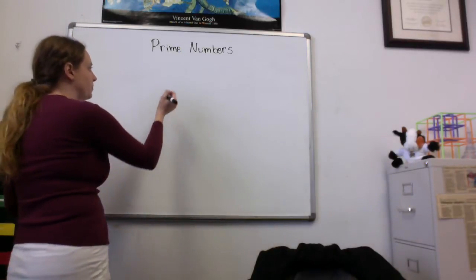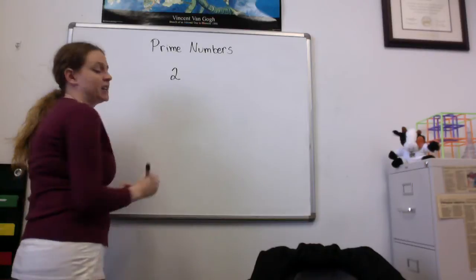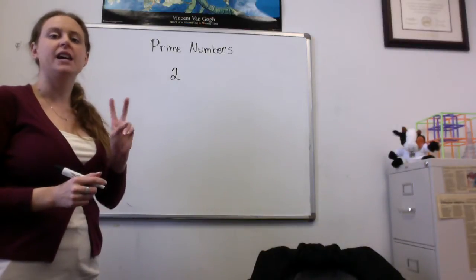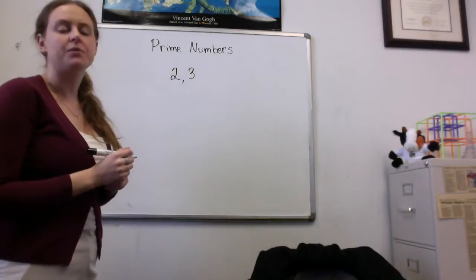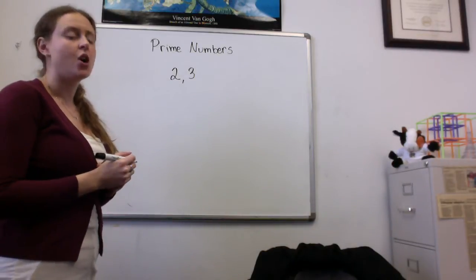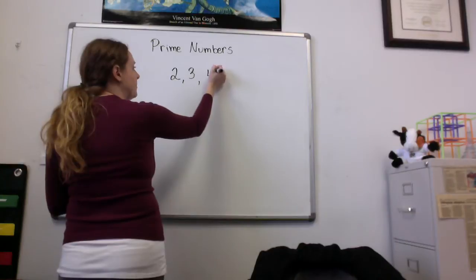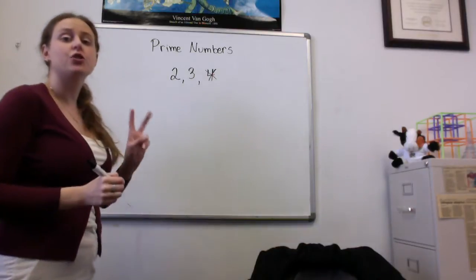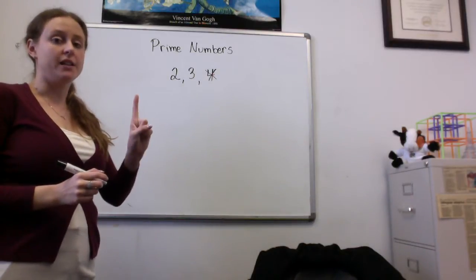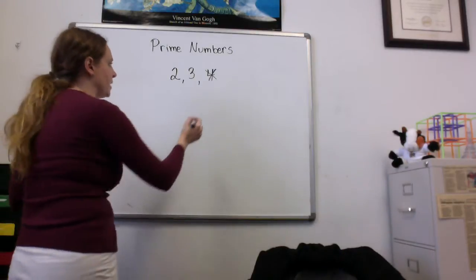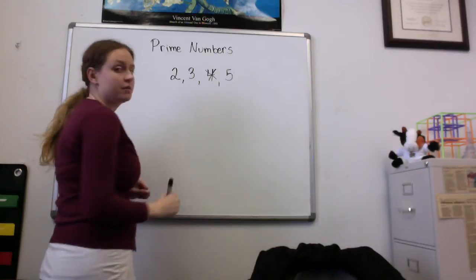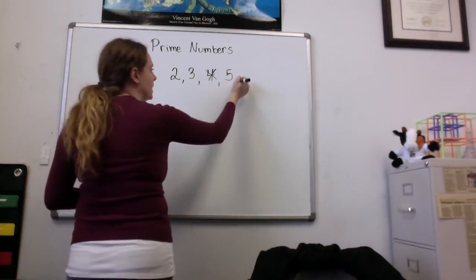So some examples of prime numbers are 2. It has two factors, 1 and 2. 3 is also a prime number, two factors, 1 and 3. 4 is not a prime number because it has more than two factors. It has 1, 2, and 4 as its factors, so that's more than 2. 5, prime number, two factors, 1 and 5.